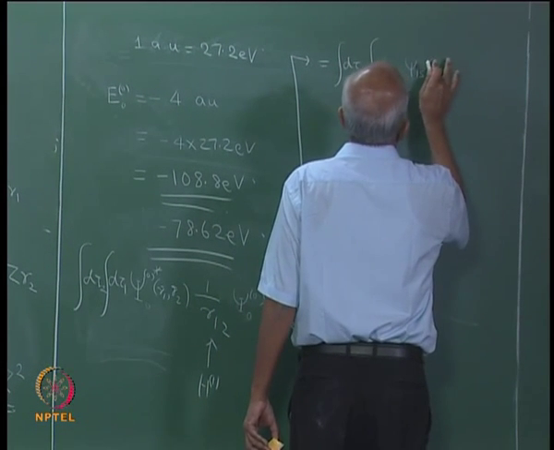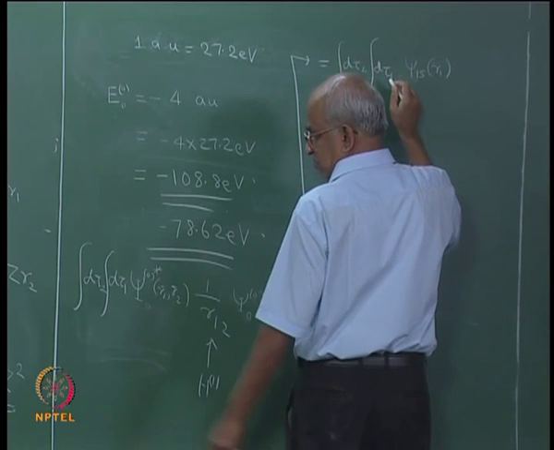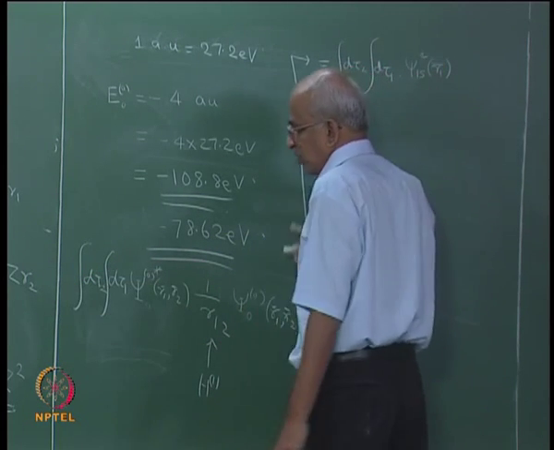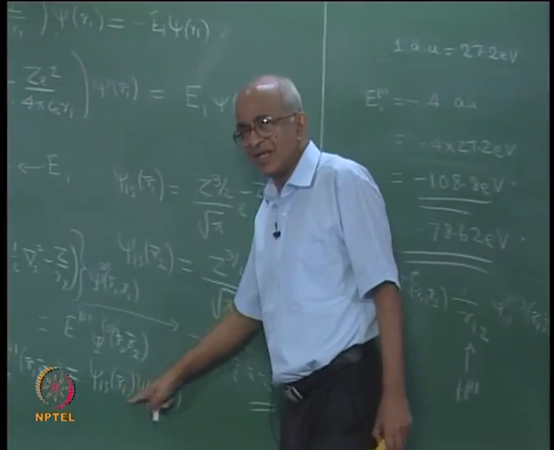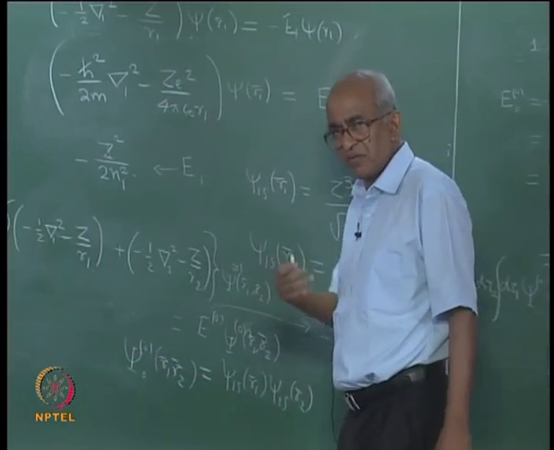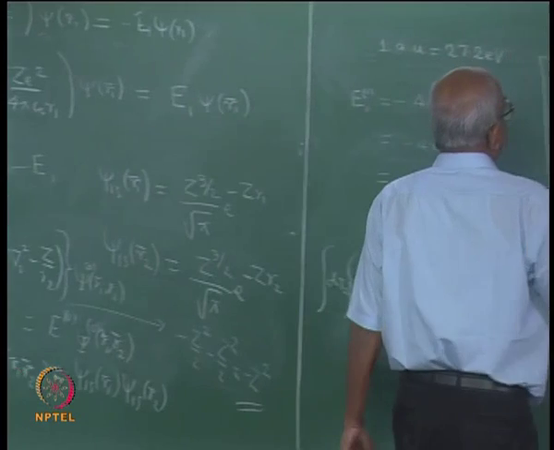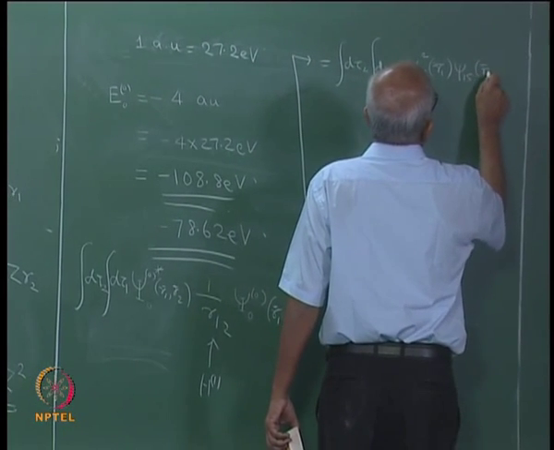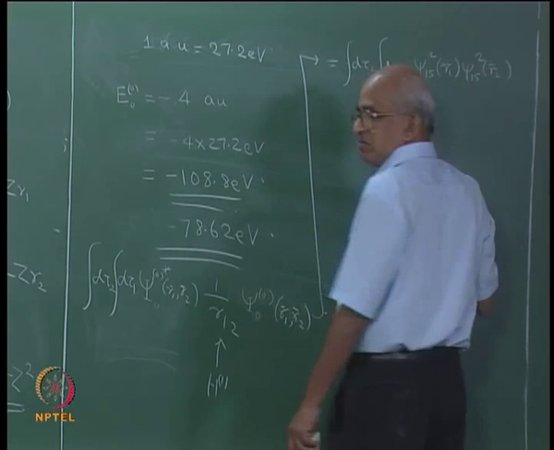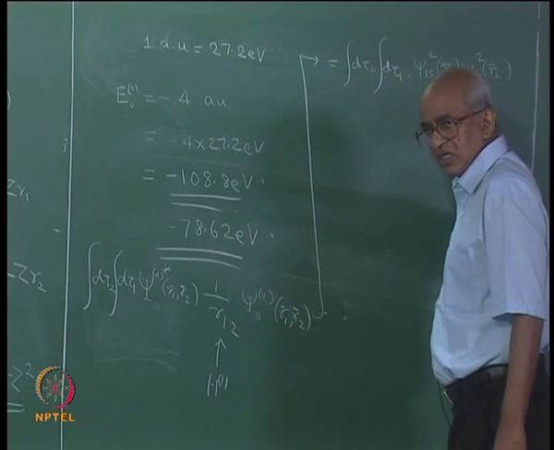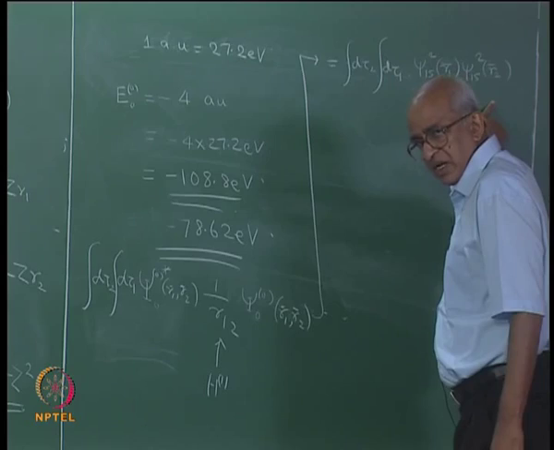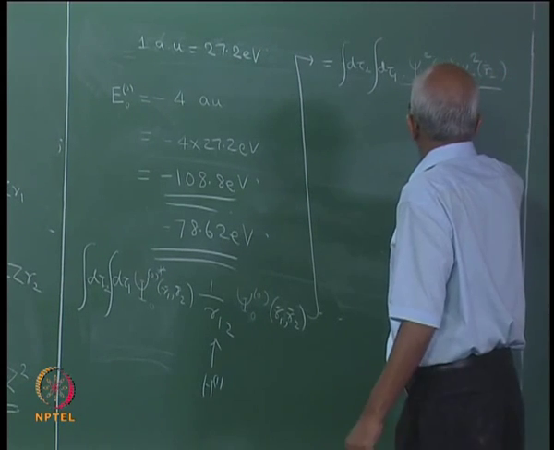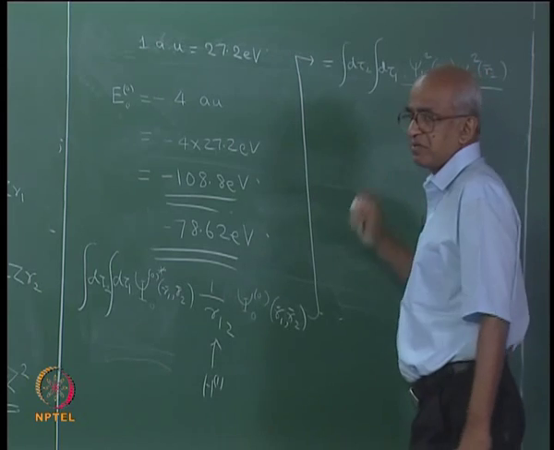R1 square. I am already using the fact that the functions are real, so therefore I do not have to put the star operation there, and psi 1 as R2 square, right. Both the electrons are sitting in the same orbital, and what will happen is that you will have 1 by R12. So this is the integral that you have to perform.